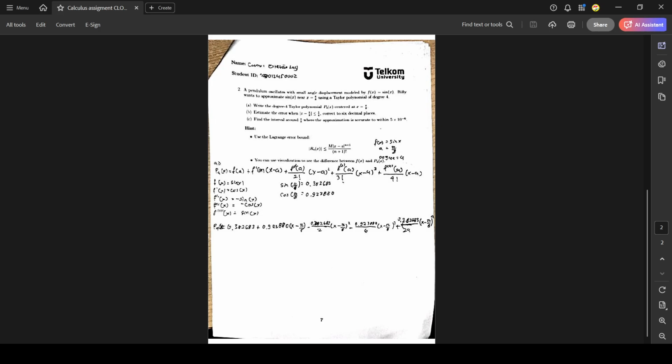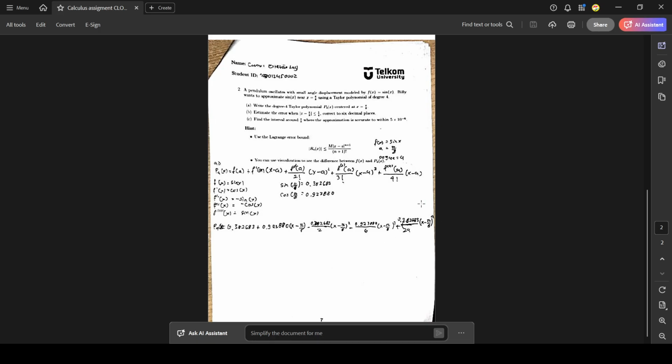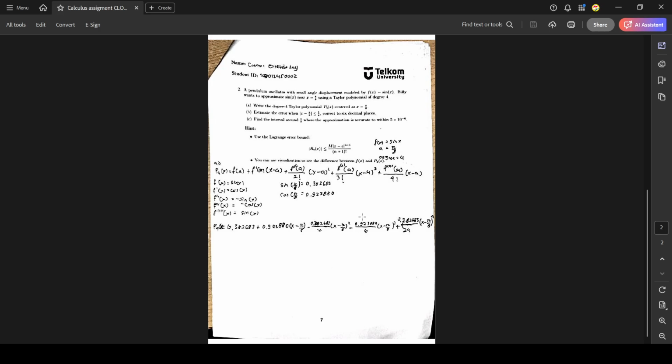Here, first we're gonna differentiate the function. f(x) is sine x, the first derivative is cos x, cos x differentiates to minus sine x, minus sine x differentiates to minus cos x, and the fourth derivative is sine x. So by inputting all the values into the formula, here's what we will get for the A section.